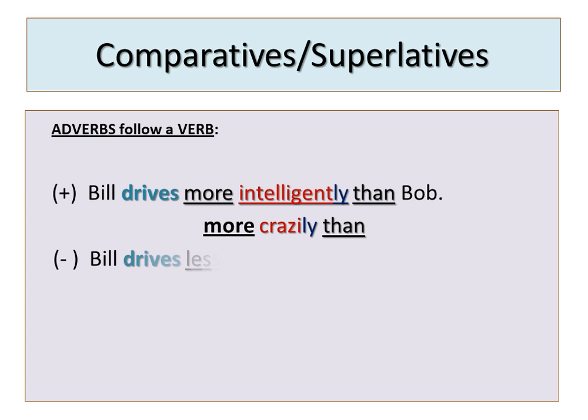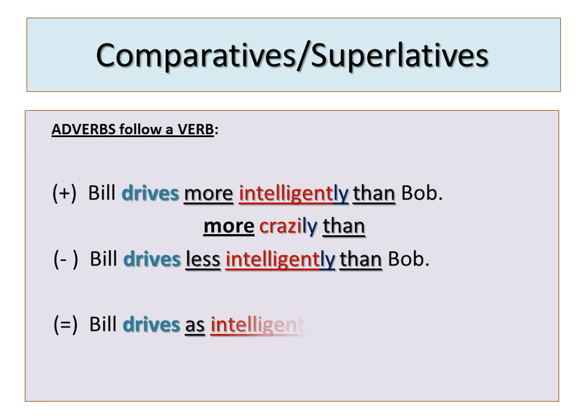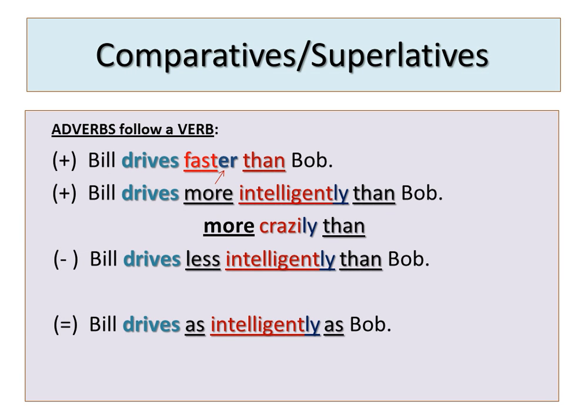In the negative form, Bill drives less intelligently than Bob. In equality, in an equal form, we could say that Bill drives as intelligently as Bob. And please note, with one-syllable adverbs, we would say Bill drives faster than Bob, not more fastly.